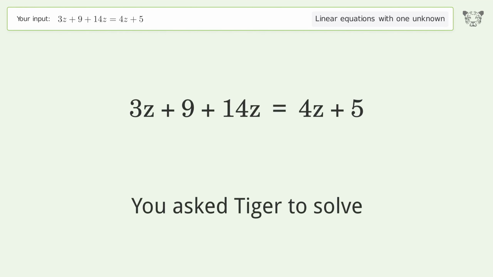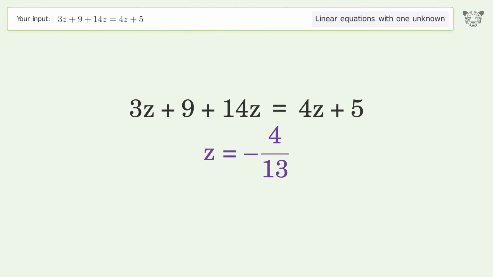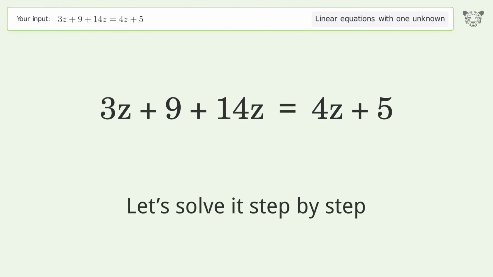You ask Tiger to solve this. It deals with linear equations with one unknown. The final result is z equals -4/13. Let's solve it step by step.